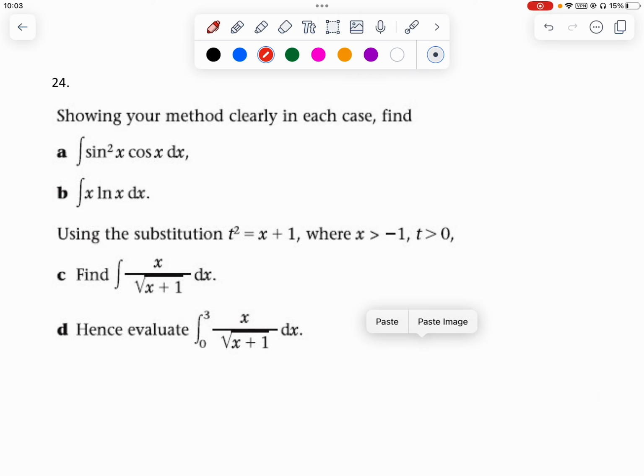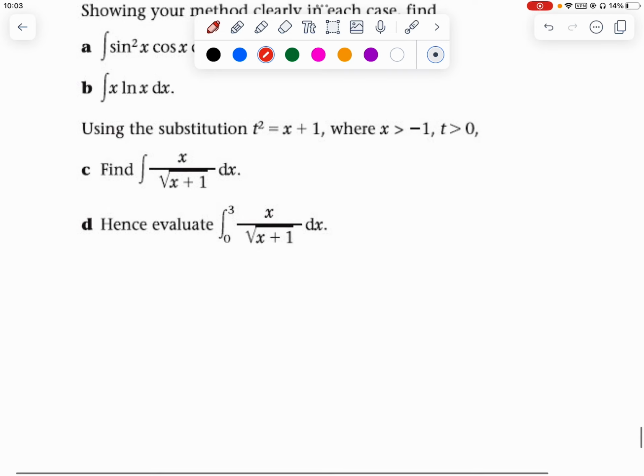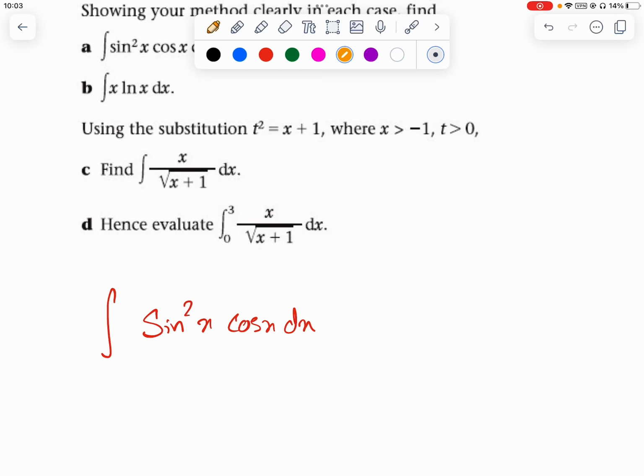Question number 24. Showing your method clearly in each case, find the integrals a, b, c, d. So the first one, the integral of sin squared x cos x dx. What am I going to do? Let u equal sin x. So du/dx equals the derivative of sin x, which is cos x. So du equals cos x dx.